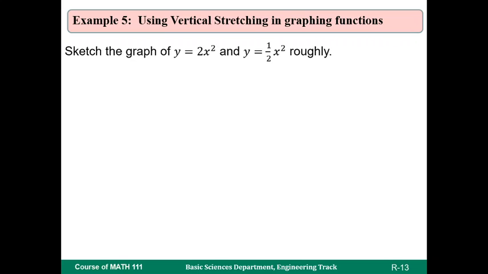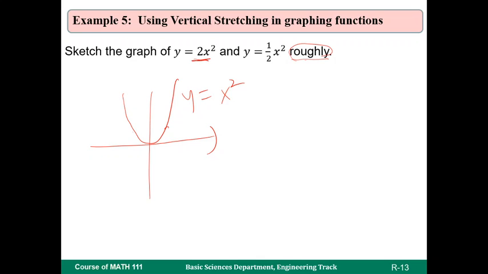Now sketch the graph of y equals 2x squared and y equals 1 over 2 x squared roughly. Here it uses the word roughly. It means compare them with x squared. So x squared is this. We are not precise here. We don't put the points here. We don't make a precise graph. So it's asking us to do it roughly.